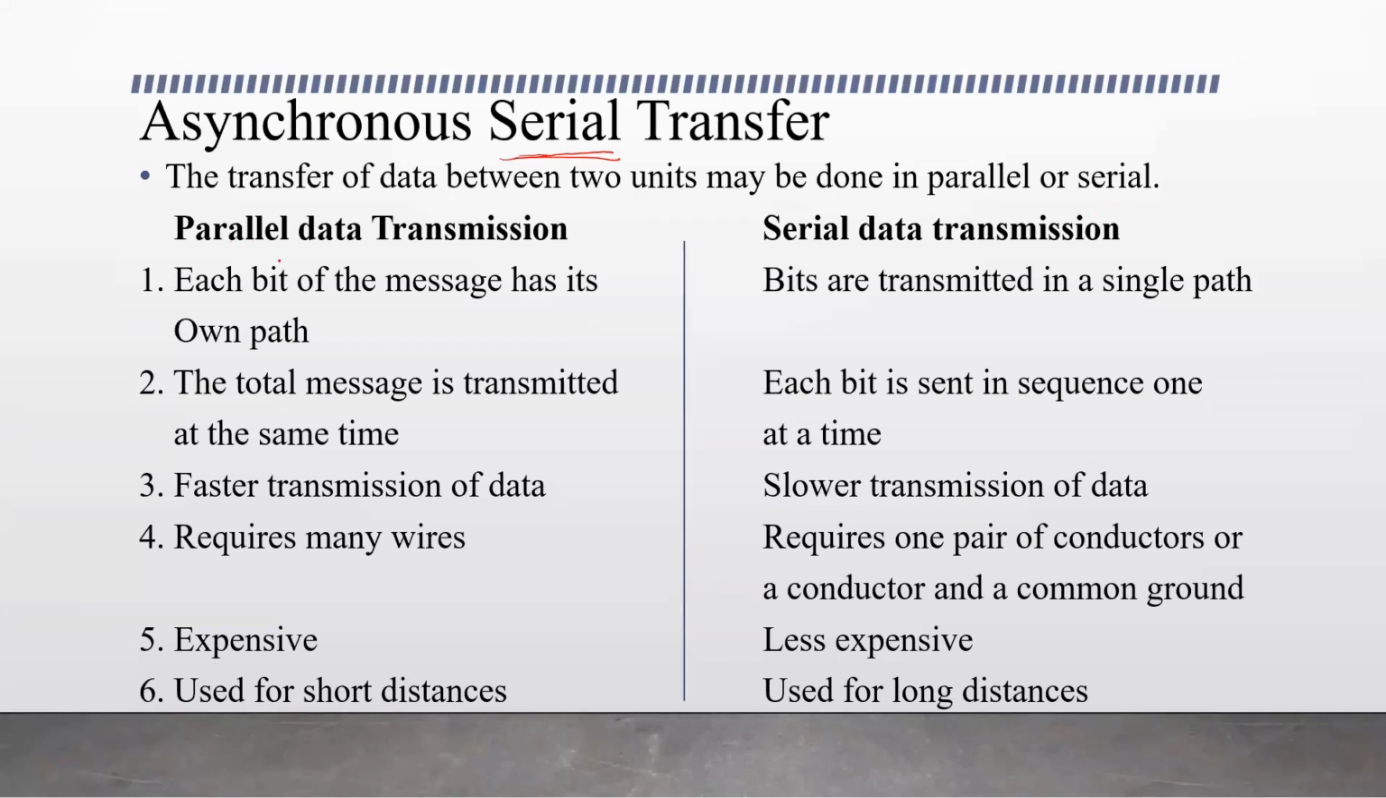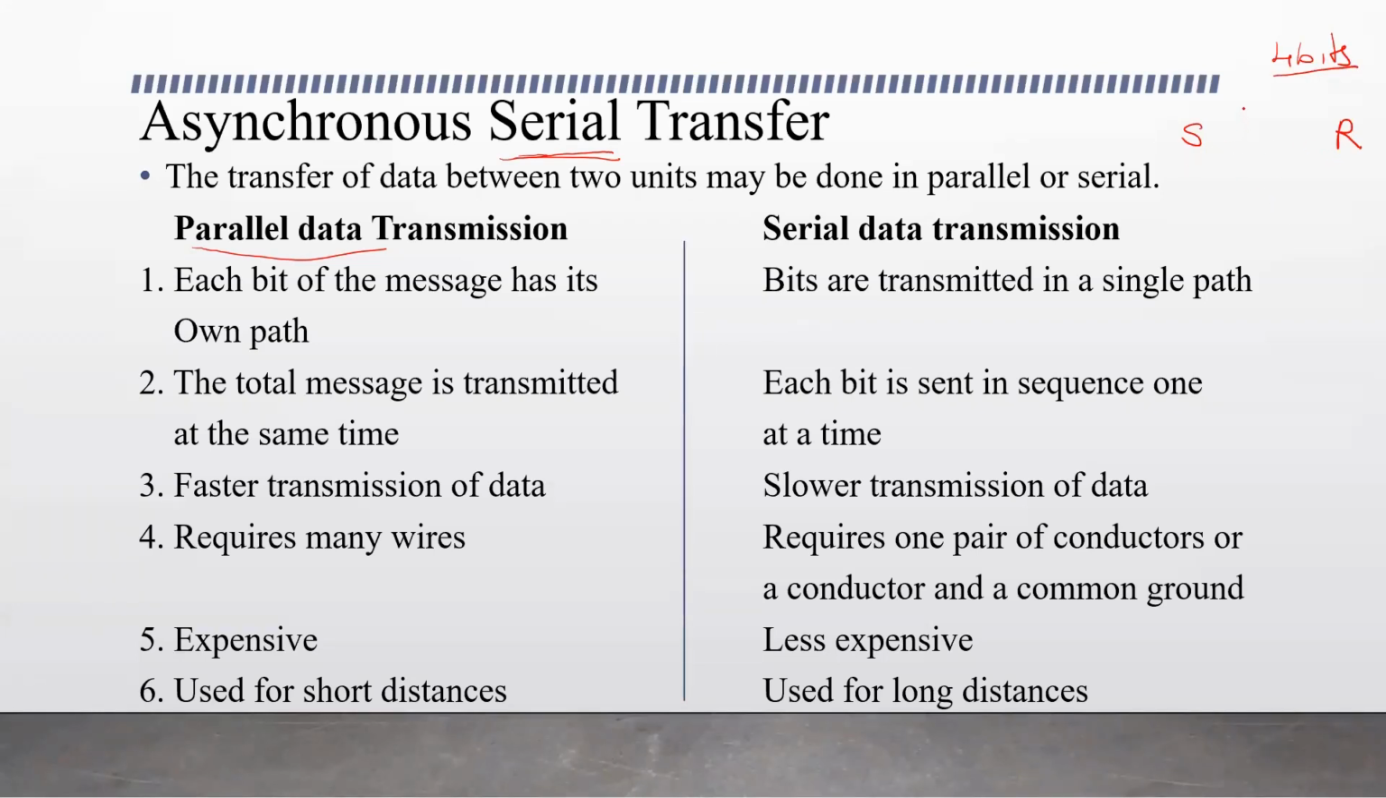Okay, so here parallel data transmission. What is this parallel data transmission? In parallel data transmission, each bit of the message has its own path. And the total message is transmitted at the same time. There is a sender here and receiver here. There are some 4 bits of data. The 4 bits of message need to be transmitted from the sender to the receiver.